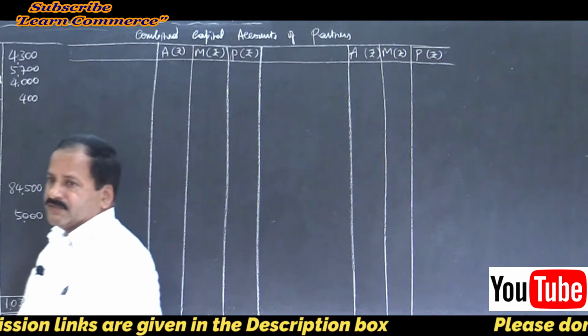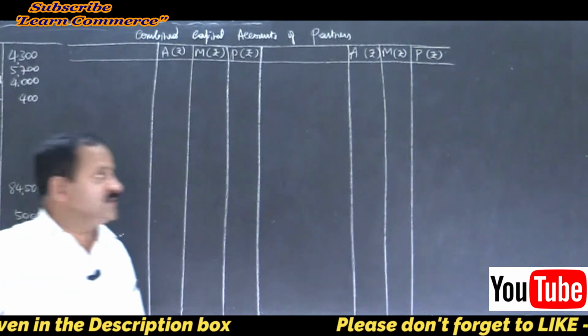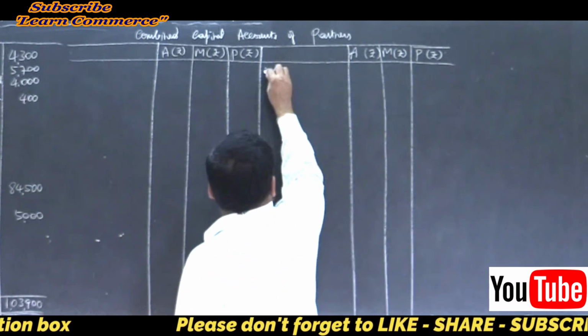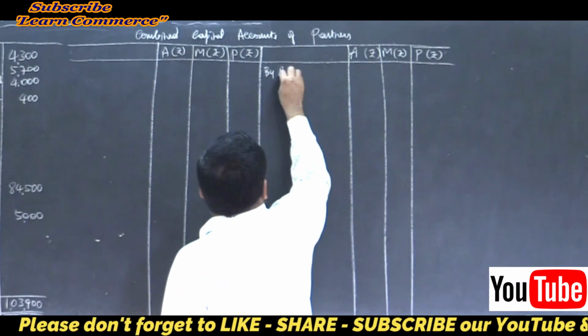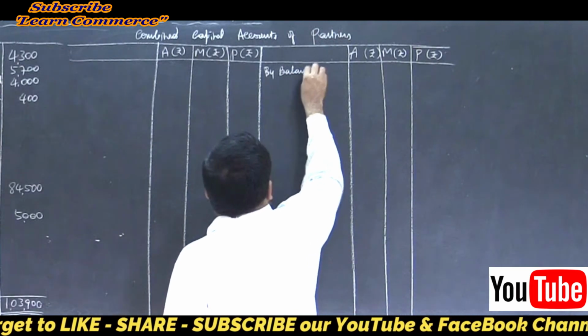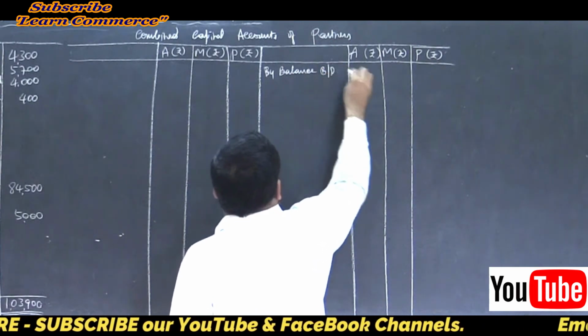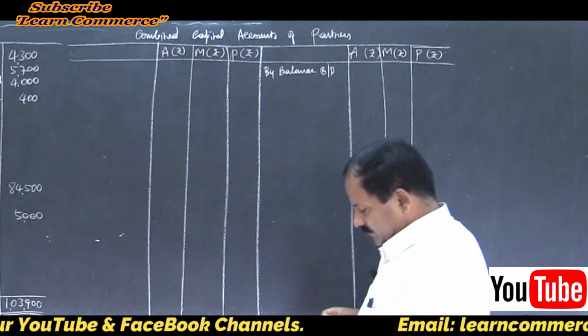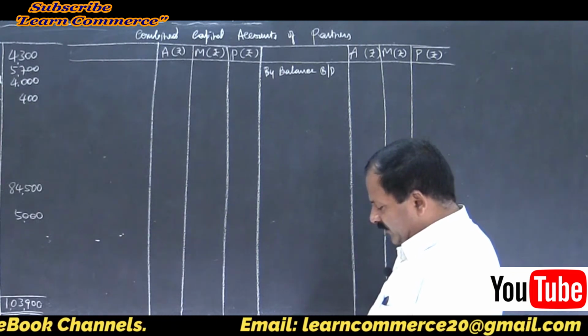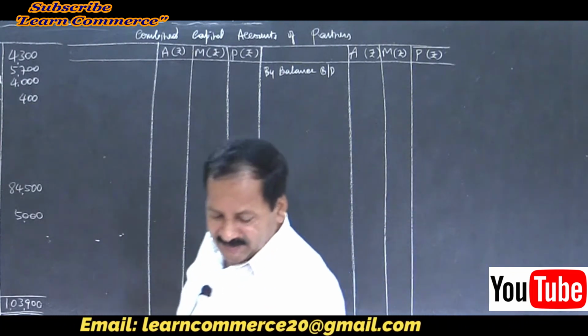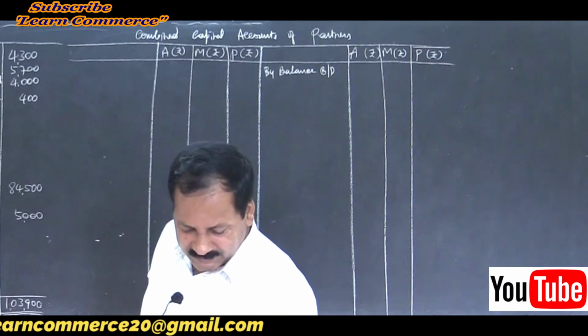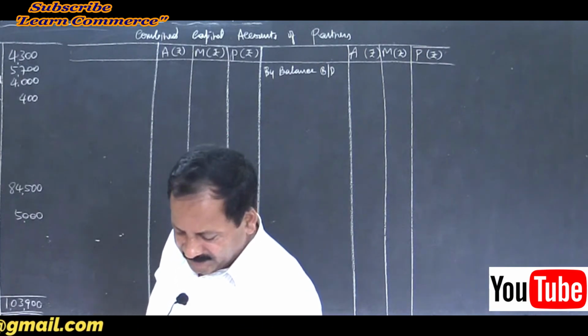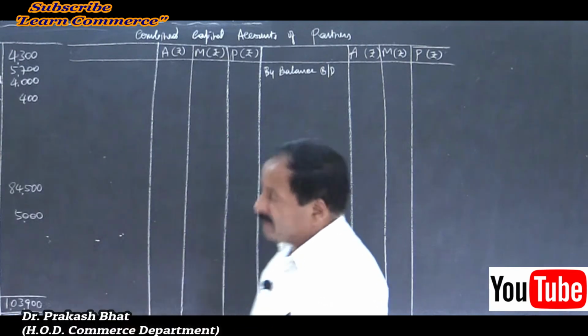Yes. Start with the capital balance, by balance brought down. How much is it? 20, 20 and 20, right? 20, 20. It's not a cricket match. No, it is 30, 20 and 20, correct? 30, 20 and 20.